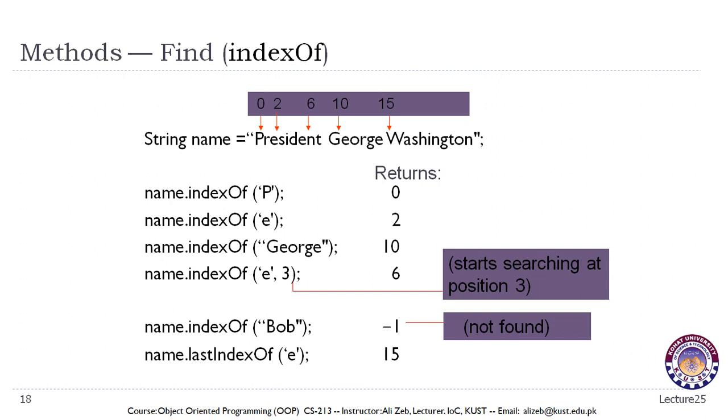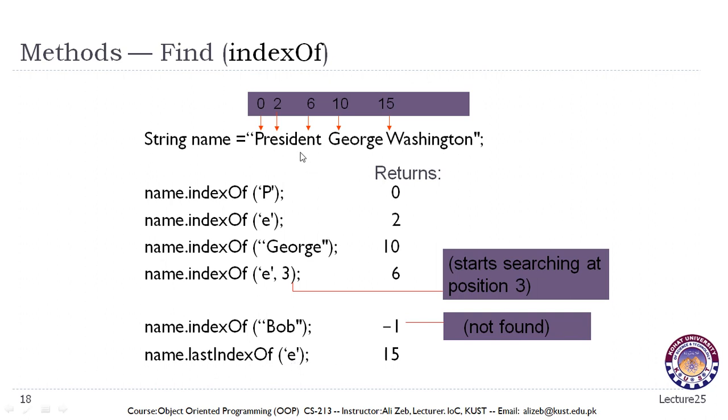We also have the lastIndexOf method that will return the index position of the last occurrence of the character that we pass to the lastIndexOf method. So we can see that, although this is a drawing mistake maybe, the index point 15 will be returned when we try to find out the last position of E in our given string.